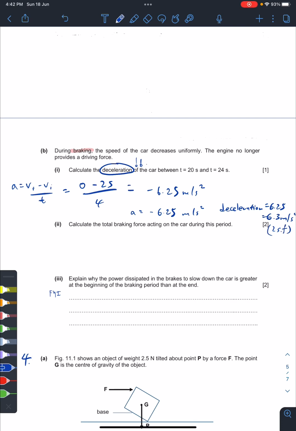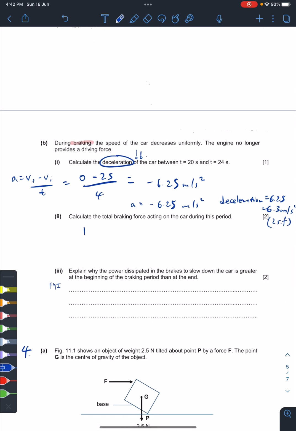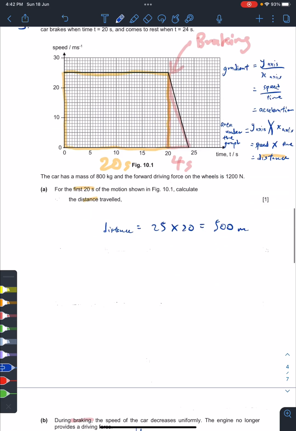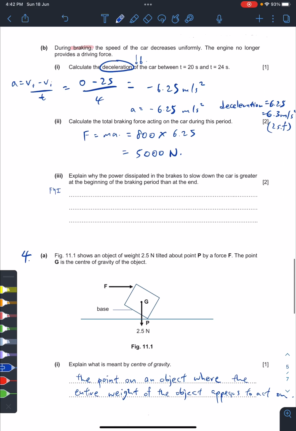Cool. Next one, braking force. Oh wow, what's this braking force? Okay, let's take a look. You have acceleration. F equal to ma. What's the mass? Mass is 800 kg times 6.25, you get 5,000 Newton. Cool. Okay, the next part is FYI, meaning for information.